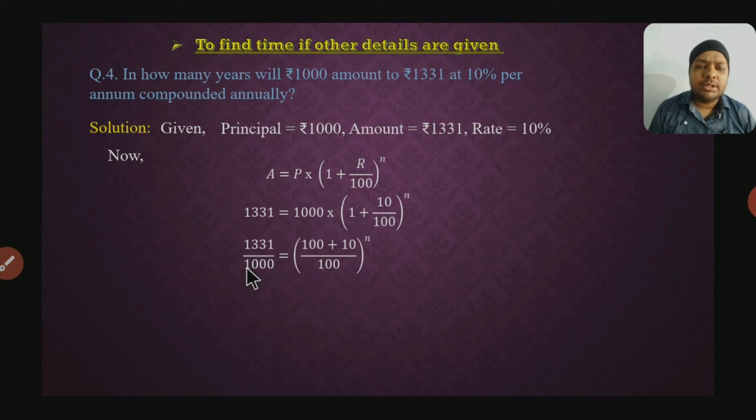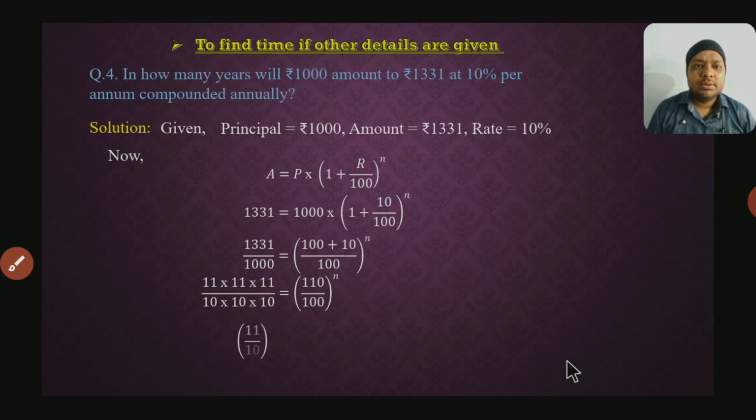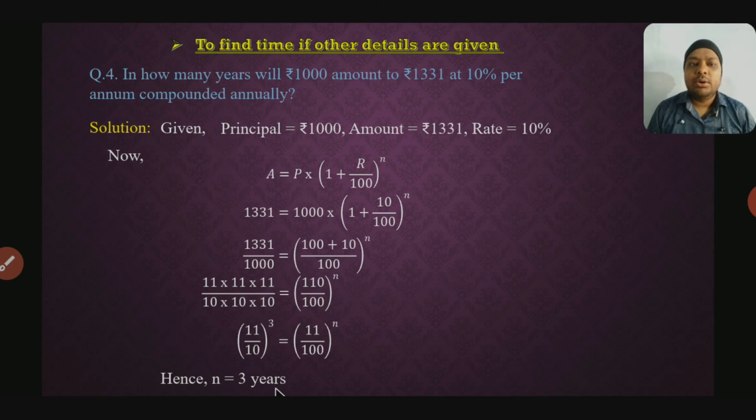We will take 1000 to that side. Now in cubes and cube roots we have understood that the prime factorization of 1331 is triple 11, 11 into 11 into 11, and same as 10 into 10 into 10. So you can write it like this, and it will be 110 by 100. Now you can see that the 10s will again cancel, then it will be 11 by 10, and here we can write 11 by 10 to the power 3. Now again the base and base will cancel and the power will be the same. So n will be 3 years. Okay, students, I hope that you all have understood how to find time.